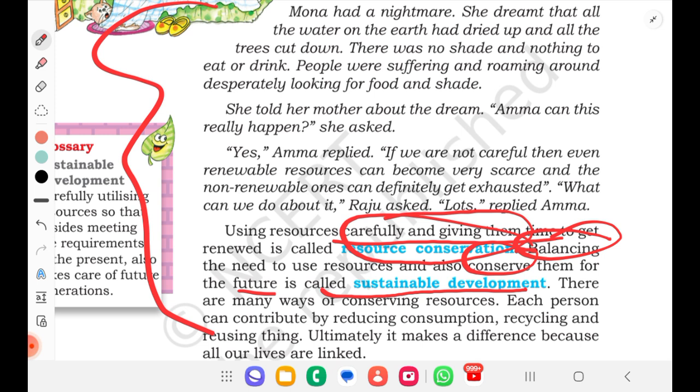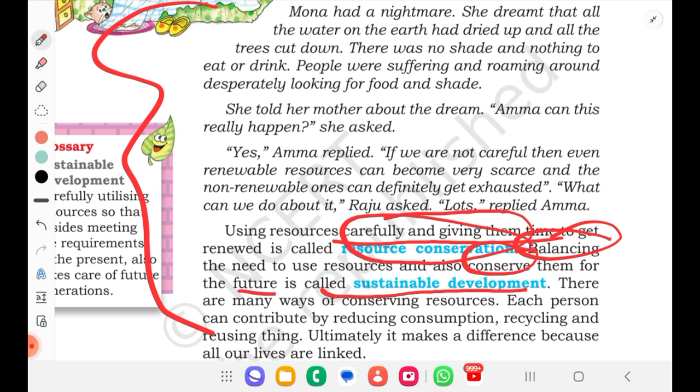So here they are talking about resource conservation and sustainable development. Here Mona has a dream. She dreamt that all resources have vanished, and the question was, is it possible? Yes, it is possible if you are not using them carefully. So what we should be doing is carefully using them and giving them the time to replenish. That is called conservation.